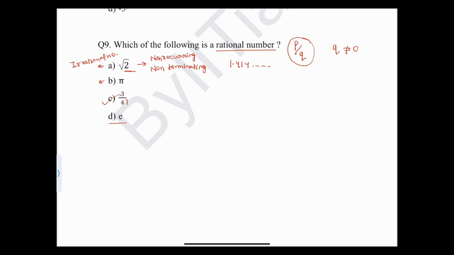Now let's discuss the fourth option. What is this? e. It's actually Euler's number, and its value is around 2.71 and something, and goes on like this. It's also an irrational number, just like pi is an irrational number.